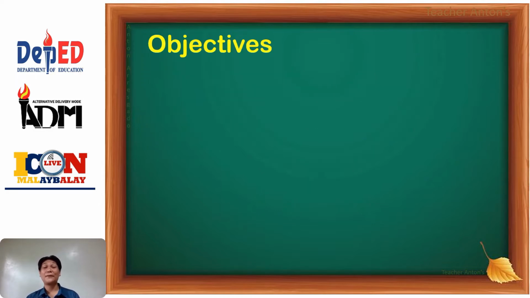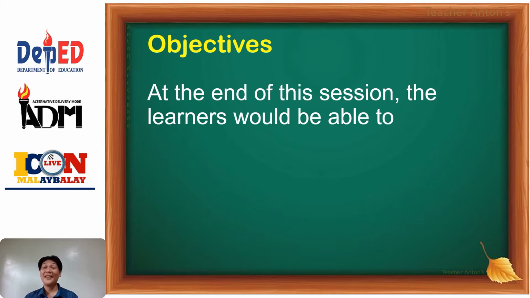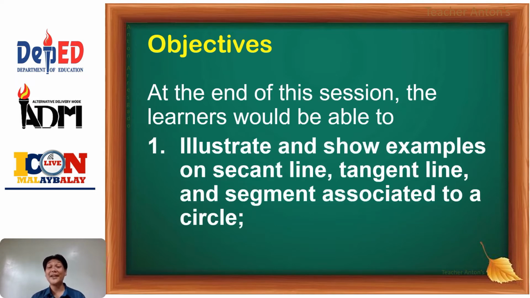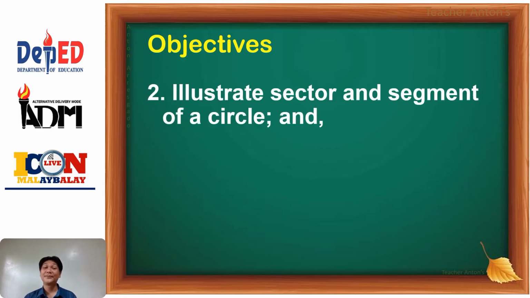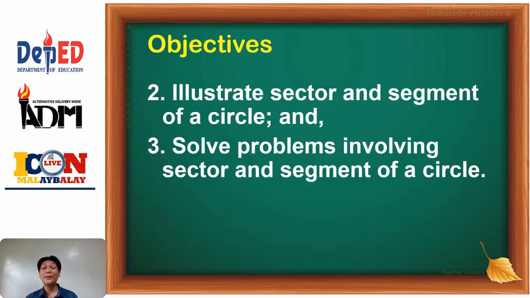The objectives for today's lesson: at the end of this session, the learners would be able to, number 1, illustrate and show examples on secant line, tangent line, and segment associated to a circle. Number 2, illustrate sector and segment of a circle, and solve problems involving sector and segment of a circle.